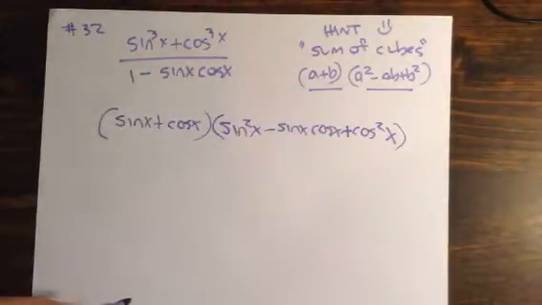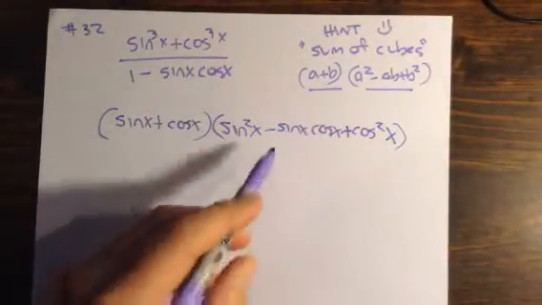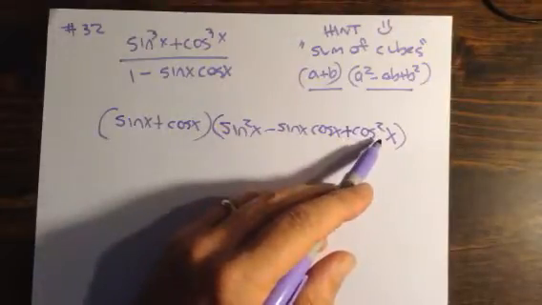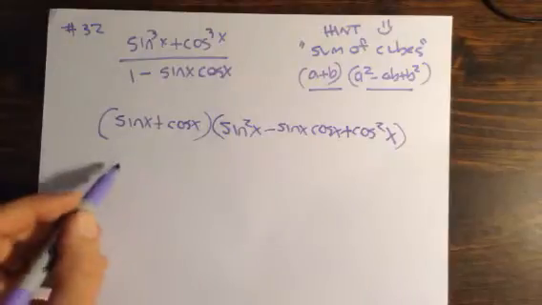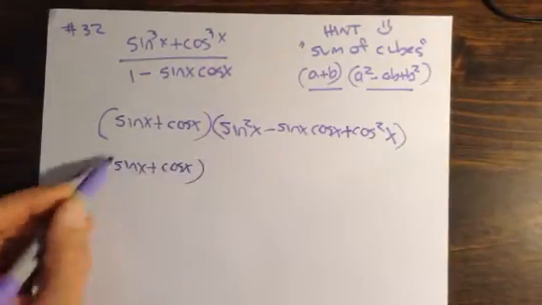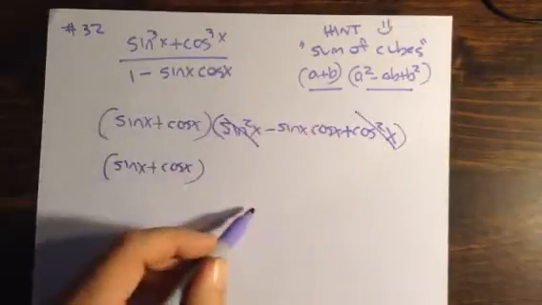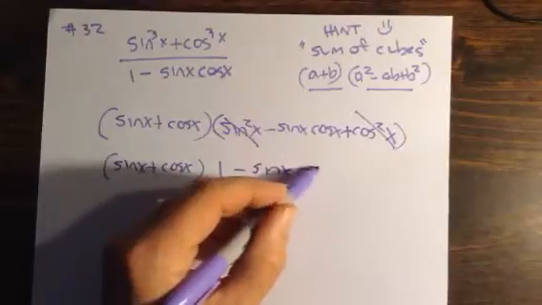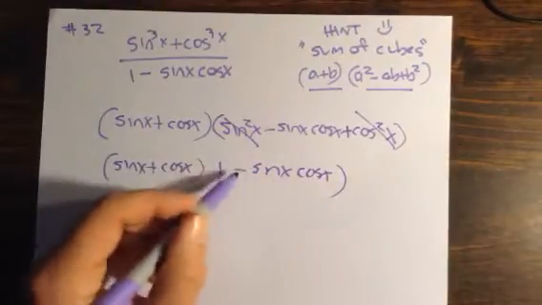Now I'm looking at that for a second, I'm like, wait a minute. Sine squared of x plus cosine squared of x, isn't that 1? Isn't that your Pythagorean identity? So I think we can say sine of x plus cosine of x, this and this give me 1. Isn't that 1 minus sine of x cosine of x?